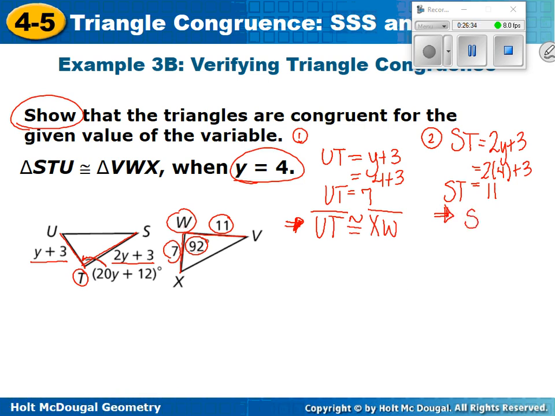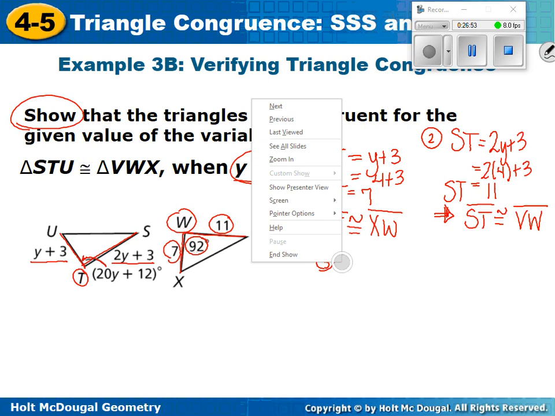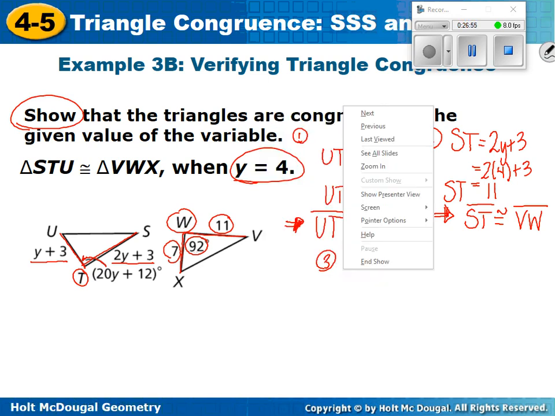Okay, ST is congruent to VW. Is it WV or VW? Good. Is everybody following so far? Okay, we have one more part to find, and that's our angle. So what angle are we looking at? T. Don't forget to put measure of angle T since we're using numbers.